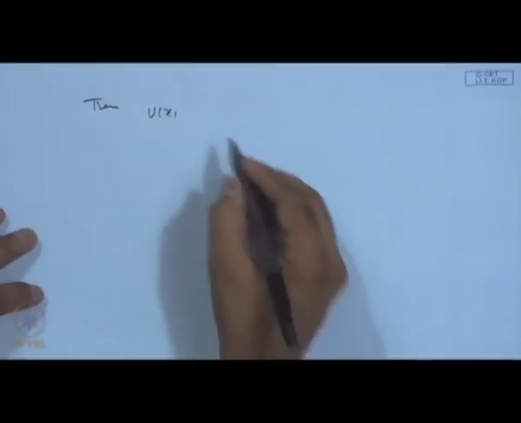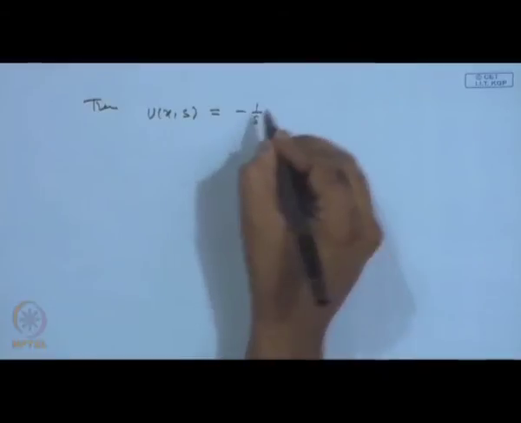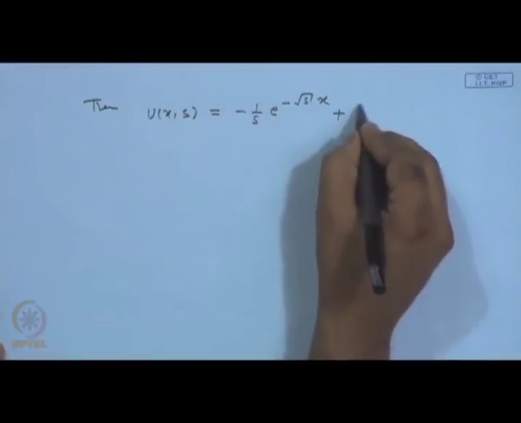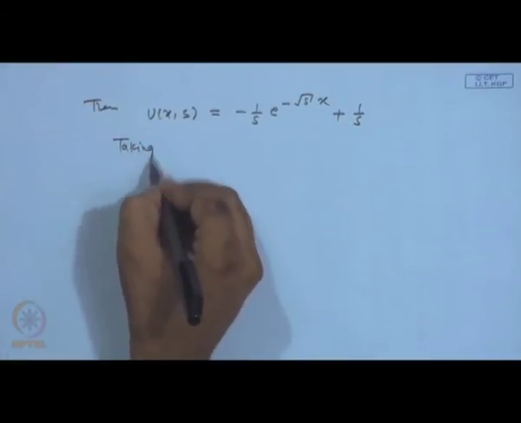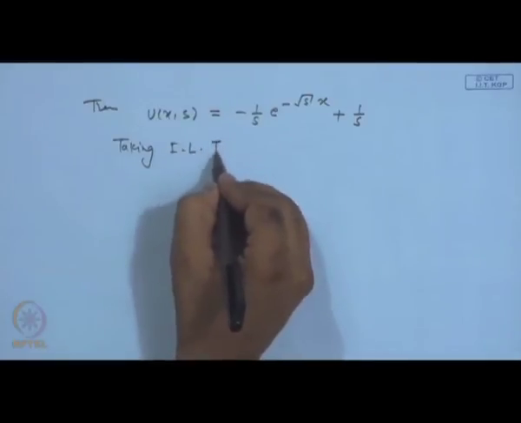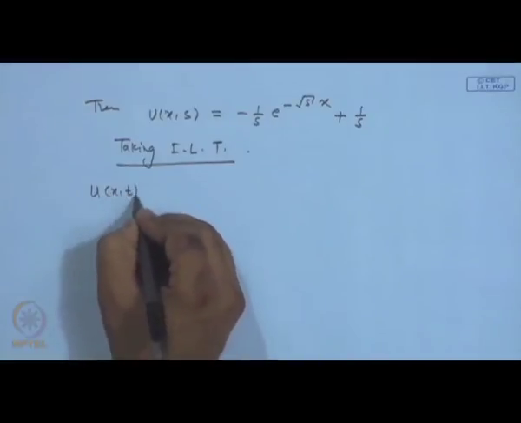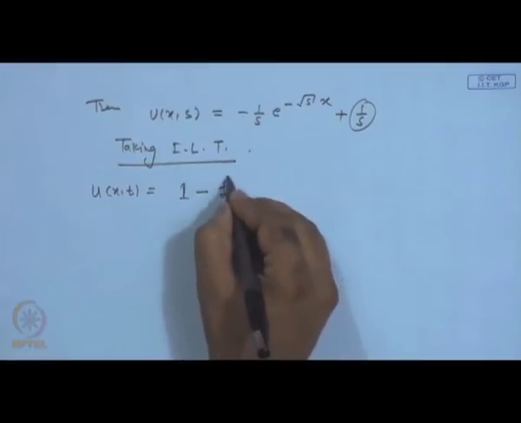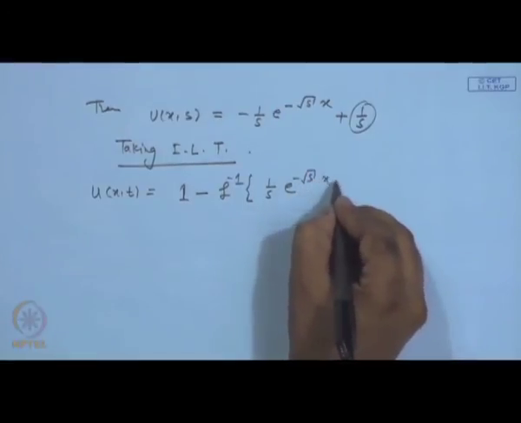So the solution is u(x,s) equals minus 1 over s e to the minus square root s x plus 1 over s. This is the solution. Now we take the inverse Laplace transform, and u(x,t) is, from 1 over s, it is 1, then minus the inverse Laplace of 1 over s e to the minus square root s x.